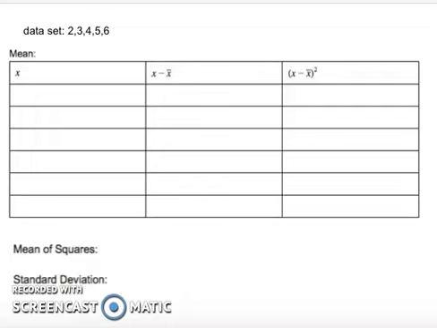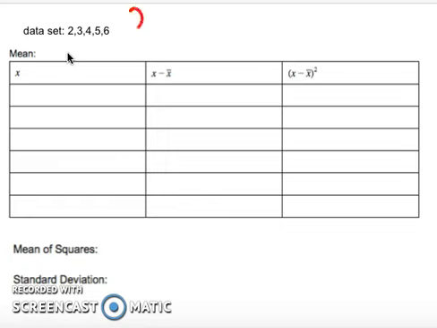To find the standard deviation of a data set, the first step is to find the mean of the data set. So in this example, we are going to find the mean of these numbers. To find the mean, we add up all the numbers and divide by how many there are.